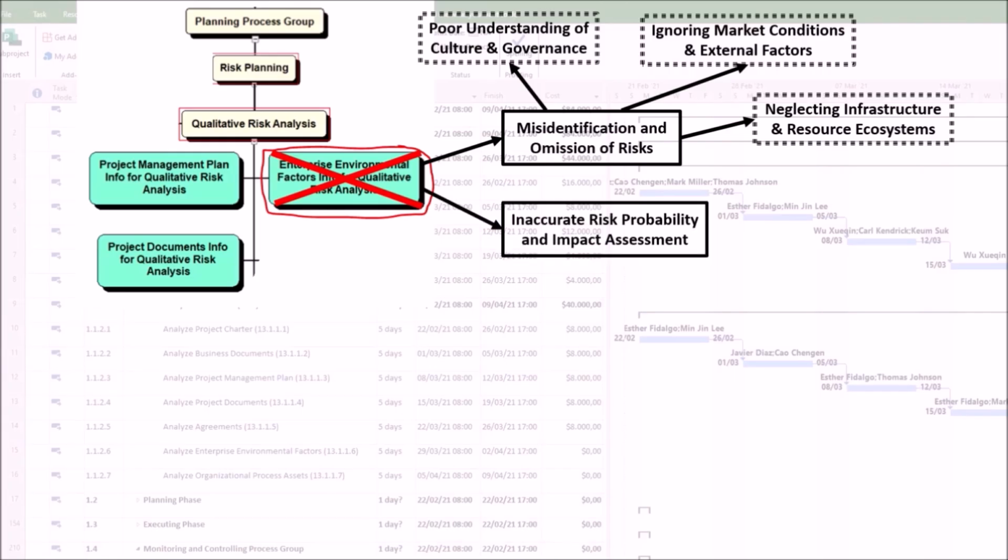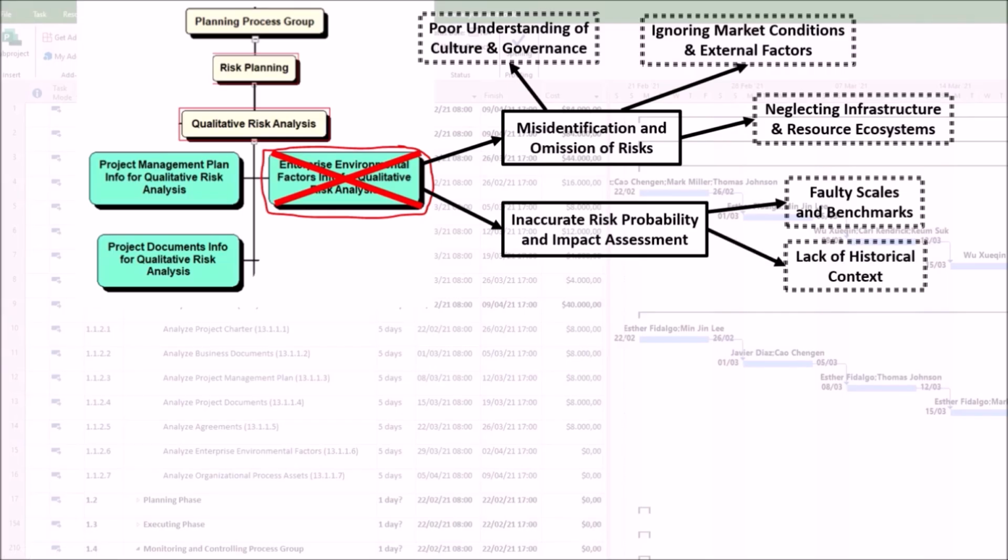2. Inaccurate risk probability and impact assessment. This is the most direct harm. Qualitative analysis relies on rating probability and impact, often using predefined scales. Poor enterprise environmental factors data corrupts this at the source. First, faulty scales and benchmarks. If the impact scale, for example, high equals greater than $1 million cost overrun, isn't calibrated to the organization's actual financial condition, which is a key enterprise environmental factor, a risk's impact will be misjudged.